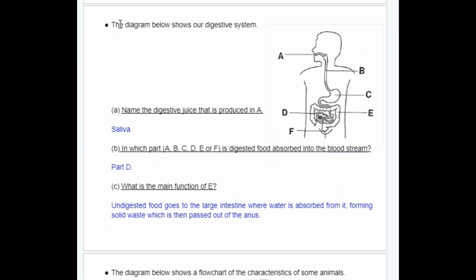The diagram below shows our digestive system. A. Name the digestive juice that is produced in A. Saliva. B. In which part A, B, C, D, E, or F is digested food absorbed into the bloodstream? Part D. C. What is the main function of E? Undigested food goes to the large intestine, where water is absorbed from it, forming solid waste, which is then passed out of the anus.